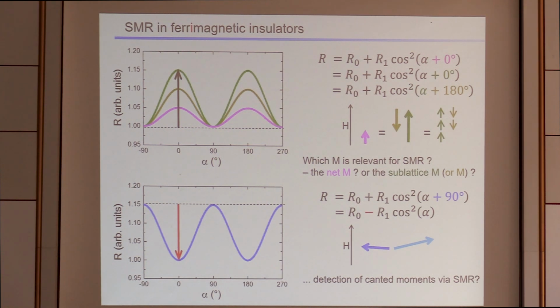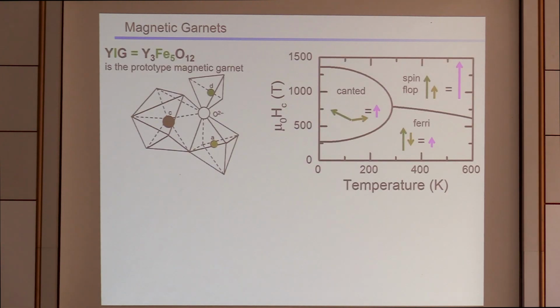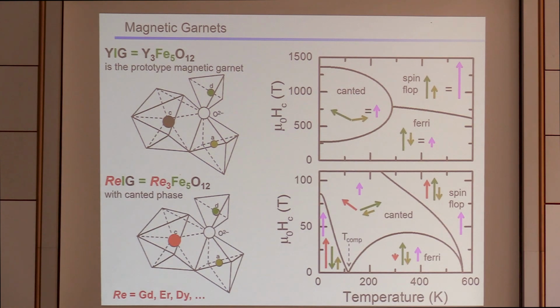So we started wondering whether it would be possible to detect canted moments via spin-Hall magnetoresistance. And in principle, this would be possible in YIG. This is a phase diagram, field versus temperature, and you see that there is a large canted phase pocket which is accessible at temperatures below room temperature. Unfortunately, you also need fields of the order of 250 or 300 Tesla to get into that regime, and that is experimentally quite challenging.